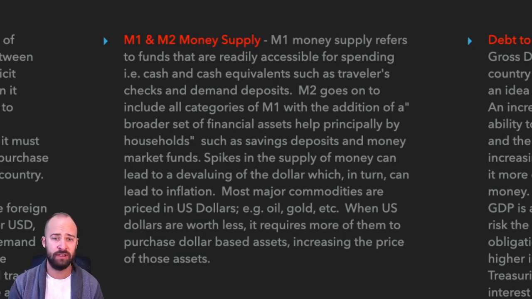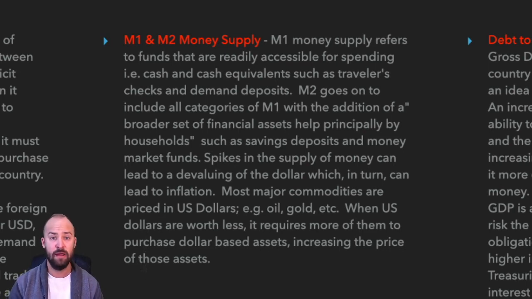So M1 only includes cash and cash equivalents such as travelers checks and demand deposits, but M2 goes on to include all of the M1 categories as well as a broader set of financial assets that are held principally by individual households.